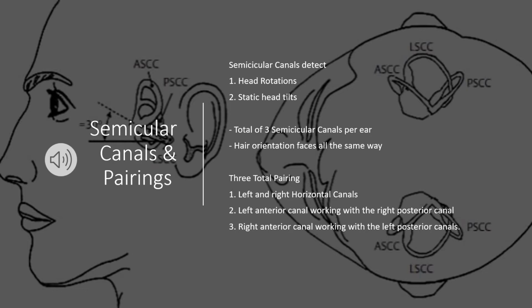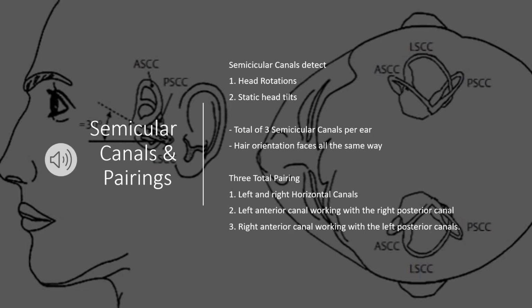The first pair comes from the right and left horizontal canals. The other 2 remaining pairs come from the anterior canal on each side working with the opposite posterior canal. So the left anterior canal works with the right posterior canal, and the right anterior canal works with the left posterior canal. These pairings indicate a couple of things.